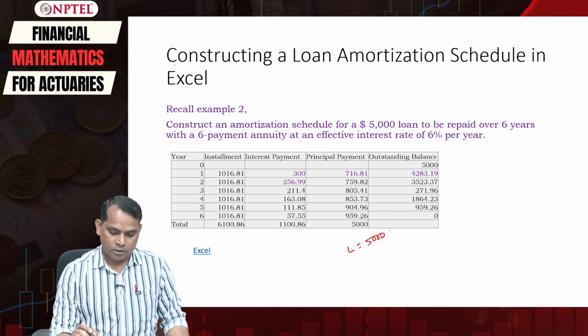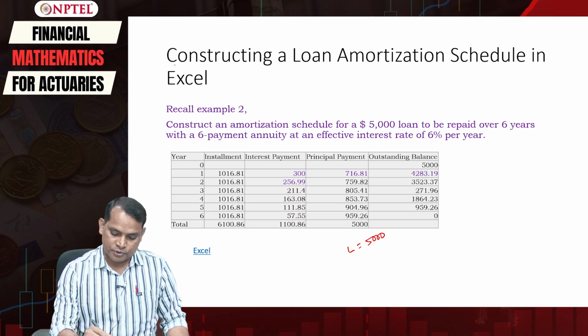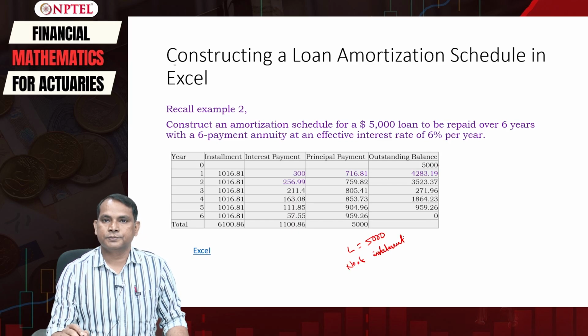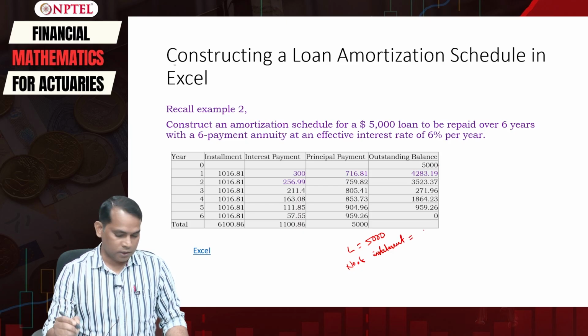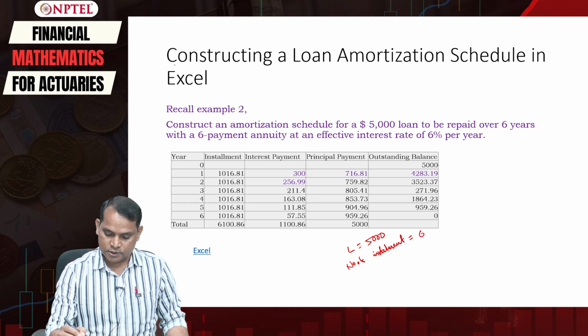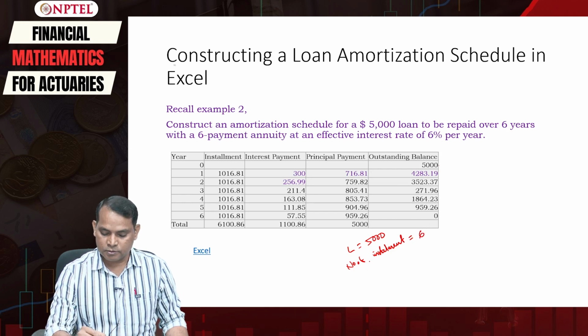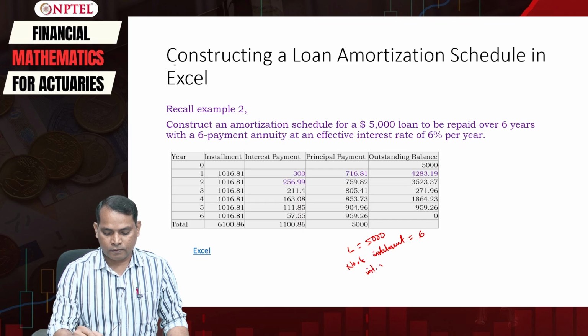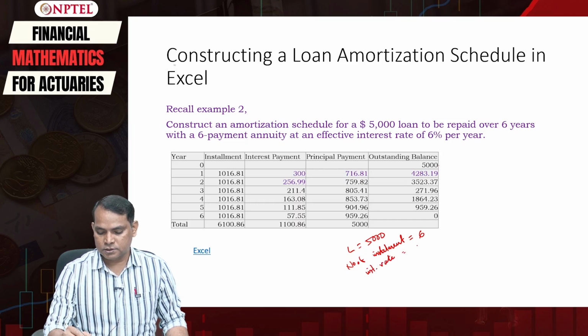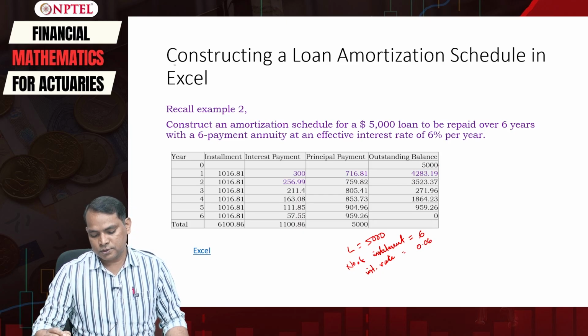5,000, that is the initial loan amount, and the number of installments, which is equal to 6 installments, 6 payments, and the effective interest rate given as 6%, which we can simply rewrite as 0.06.